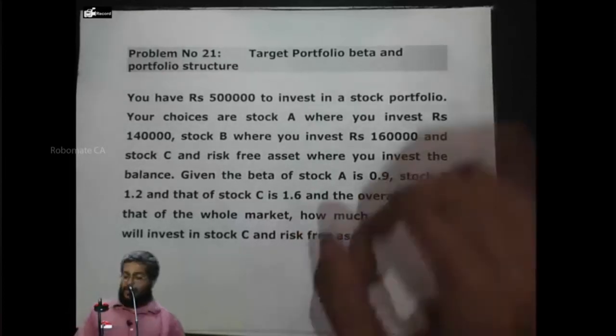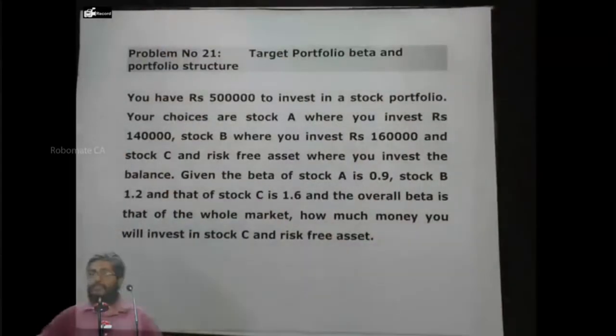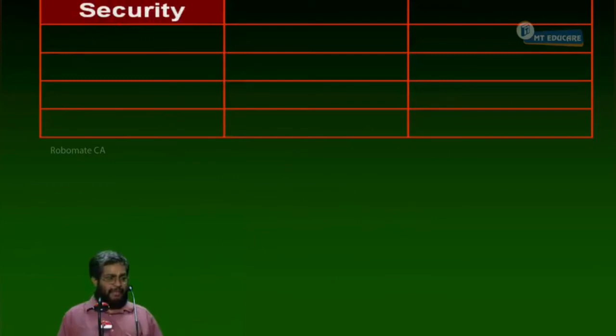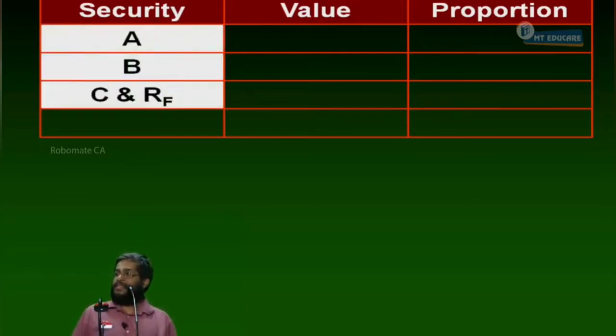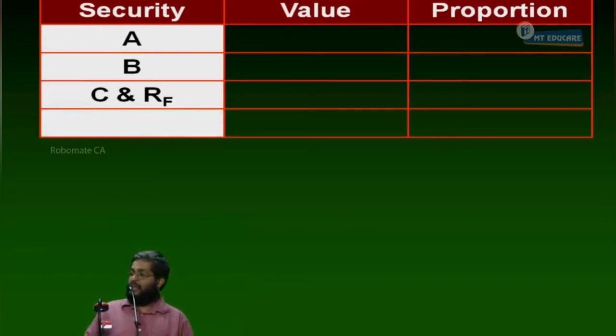Can we start or not? Let's start doing the solution together. Write down first: security, value, proportion. Now, A, B, C and RF. I don't know the breakup yet, I'll do it later. So I just have A, B, and then C and RF, the risk-free asset.